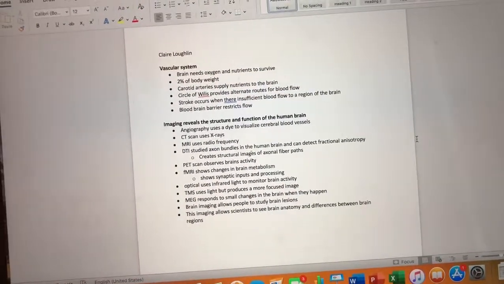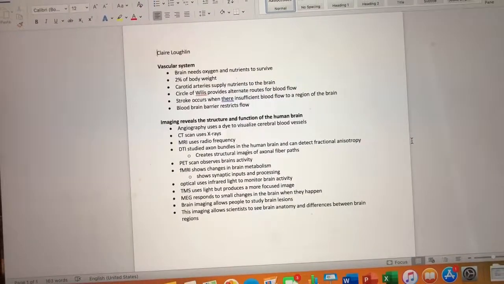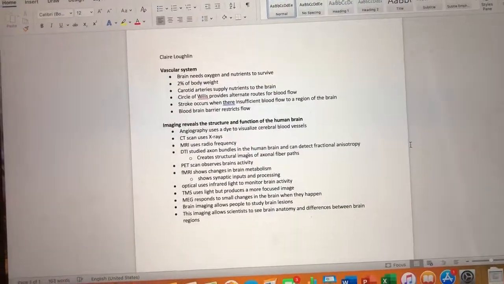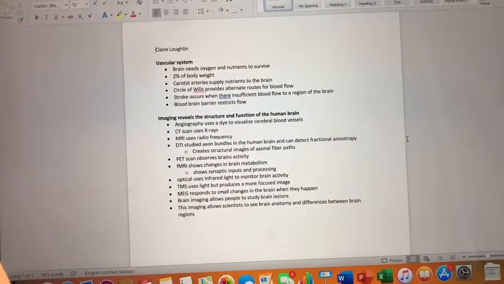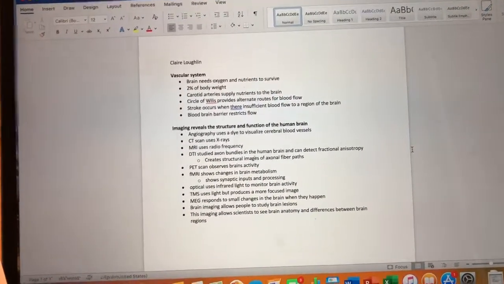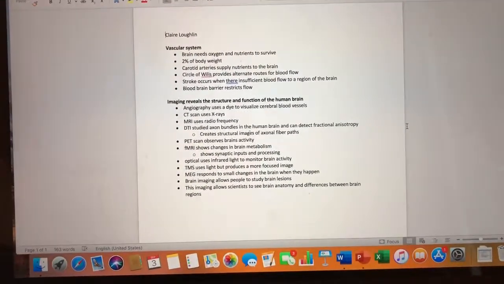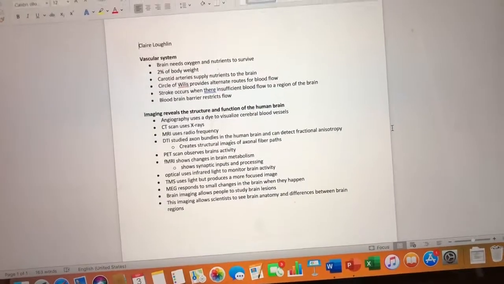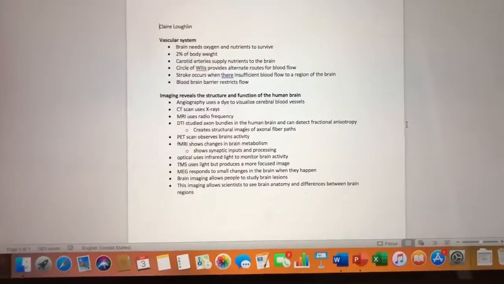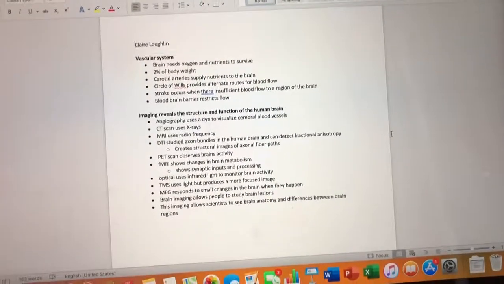So FA is the tendency of water to diffuse rapidly along the axis of an enclosed space, and it's the basis of DTI imaging. And it creates structural images of axonal fibers. So PET scans show metabolic maps of the brain, and they show them as they relate to certain tasks that a human can do. So it observes brain activity.